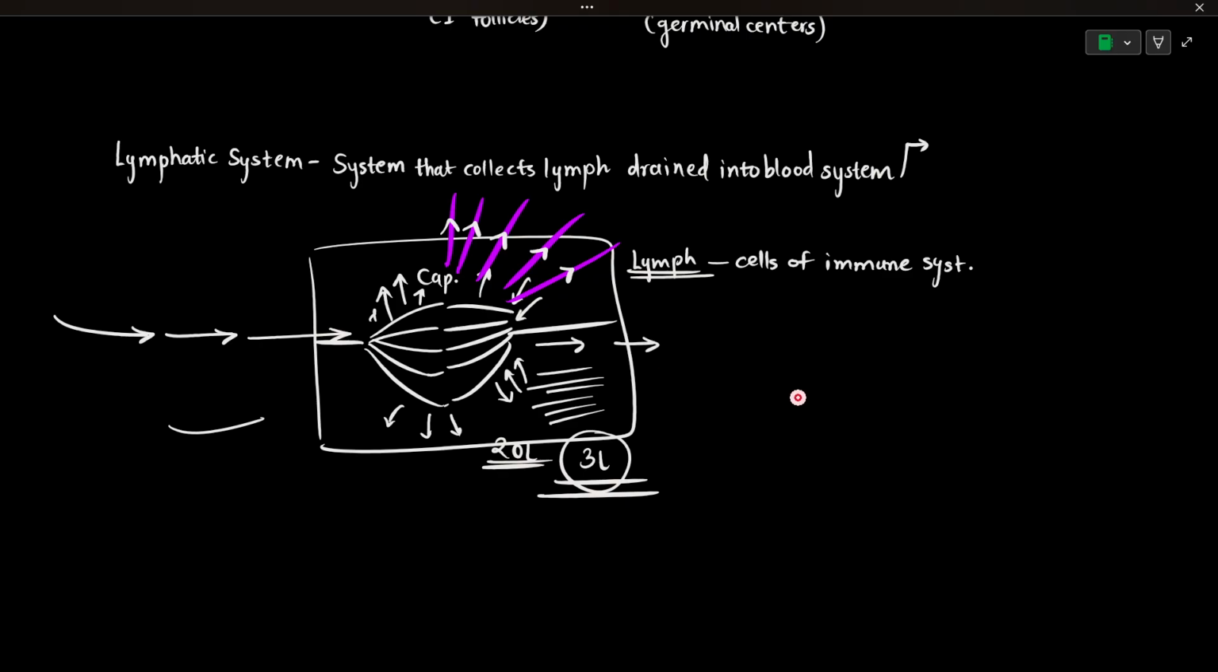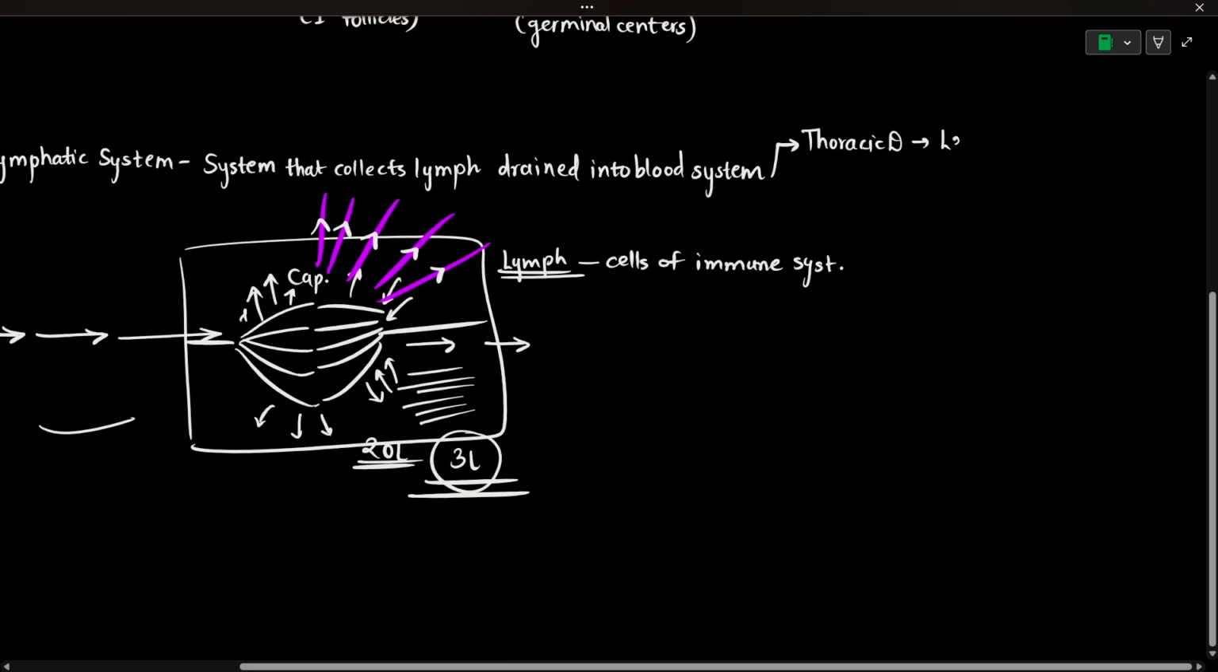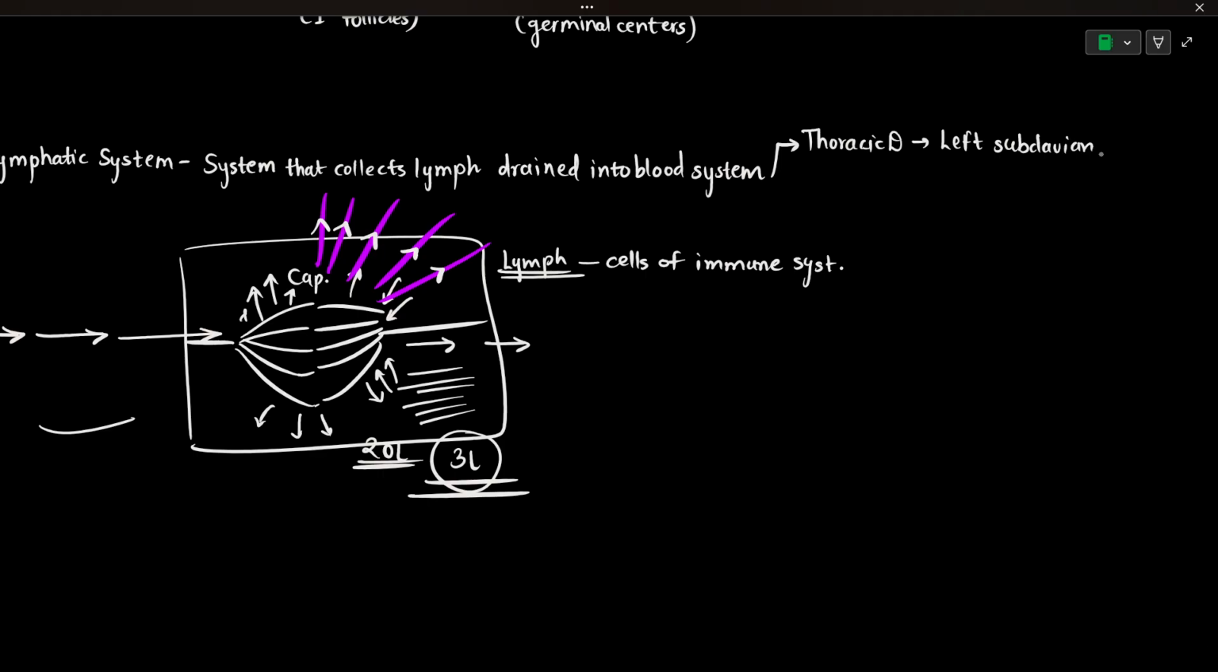The largest lymphatic duct is known as the thoracic duct. This thoracic duct drains the lymph into the left subclavian vein. The thoracic duct is present on the left side of the body, and it drains the lymph into the left subclavian vein because here the pressure is very low. That is why the lymph can easily be taken in by the blood in the blood vessels.